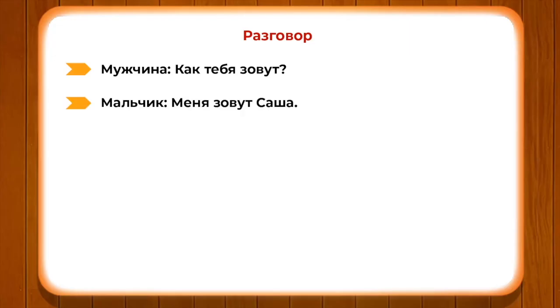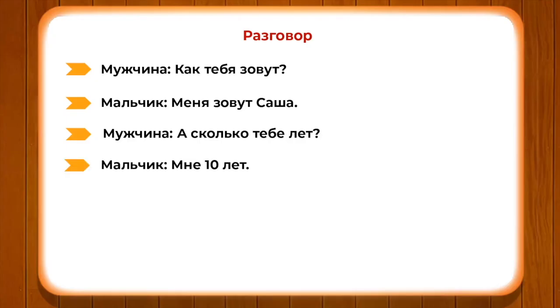So, in Russia, we use short forms also of the names, like Sasha is for Alexander. So, people say that my name is not fully, not officially. They can also use Sasha in case of this particular case. So, Мужчина is asking, сколько тебе лет? How old are you? And Мальчик is replying, мне 10 лет. I am 10 years old.